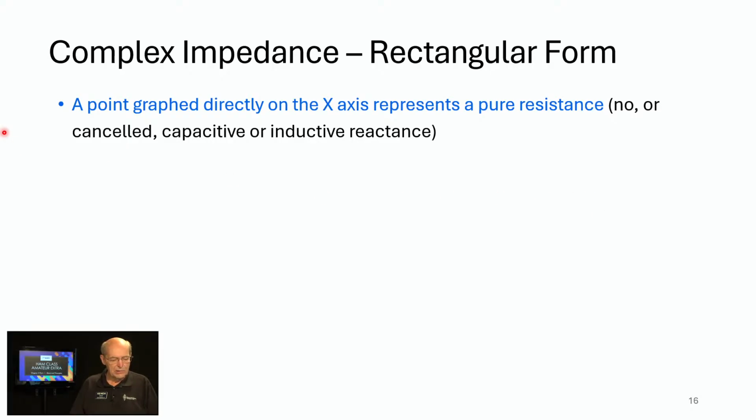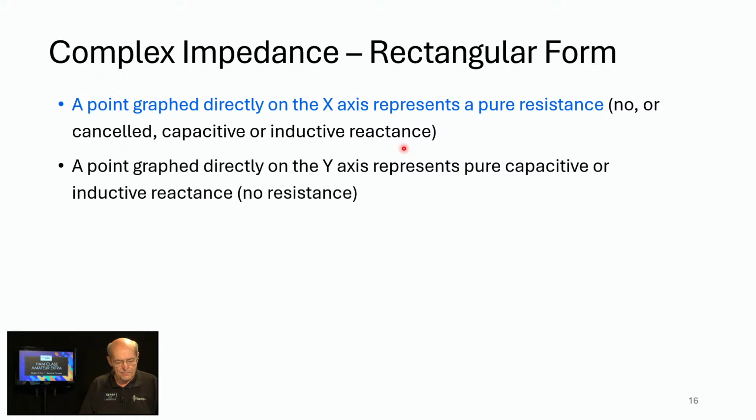Oh, finally got some blue here. A point graphed directly on the x-axis represents a pure resistance, no or canceled capacitive or inductive reactance. We're going to talk about how those things cancel in a little bit. A point graphed directly on the y-axis represents a pure capacitive or inductive reactance, no resistance. Only one of those is a pool question, though.